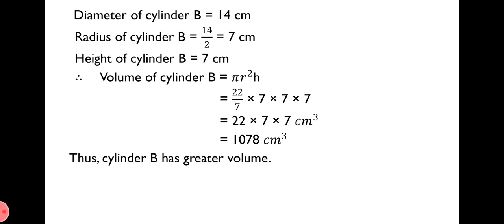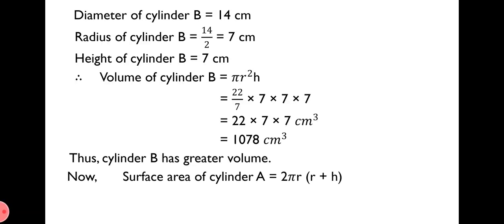Now let's cross check whether the cylinder which is having greater volume is having greater surface area or not. So first we will find the surface area of cylinder A. Now surface area of cylinder A equal to 2 pi r into r plus h.